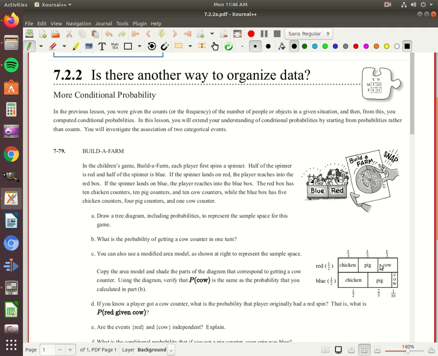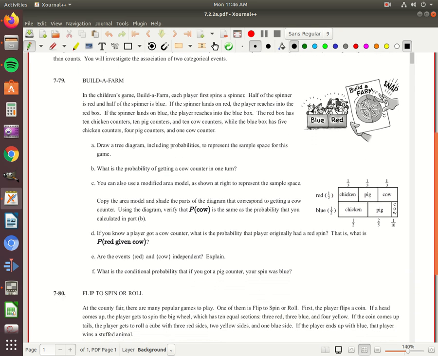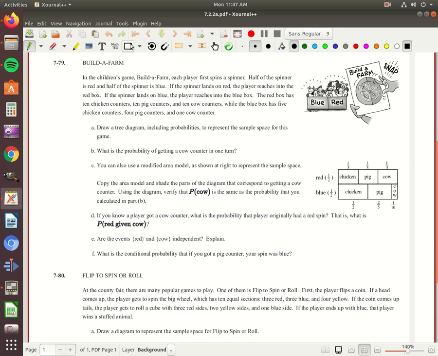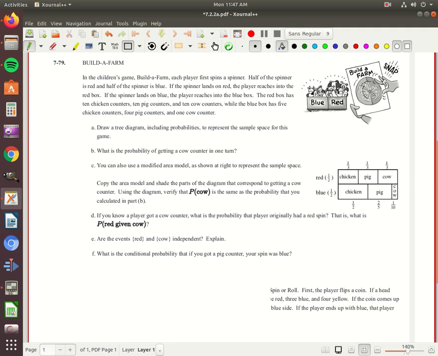So you can see the odds here of red or blue spinners, and then in the bag what counter you're going to get. So it says draw a tree diagram including probabilities to represent the sample space for each game. So let me go ahead and make a little bit of room here. So again, hopefully we feel pretty comfortable with how to do this. We've definitely done this before.